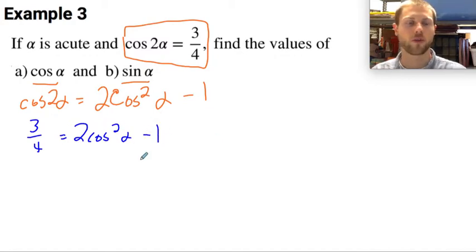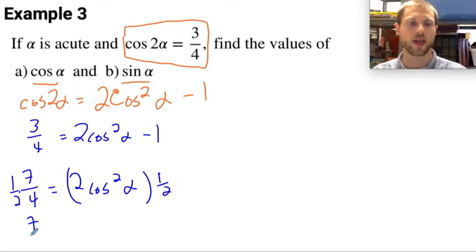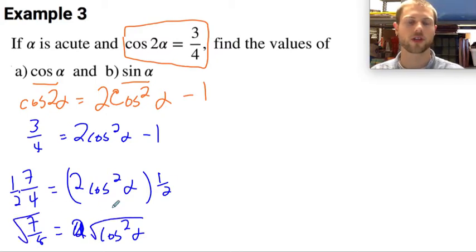Let's add 1 to both sides. So I'm going to add a 4/4 to both sides. So that means that 7/4 equals 2 cosine squared of alpha. I'll divide both sides by 2, or let's think of this as multiply by 1/2. So that means that 7/8 is going to equal cosine squared of alpha. And I'm going to take the square root of both sides to find the cosine of alpha.